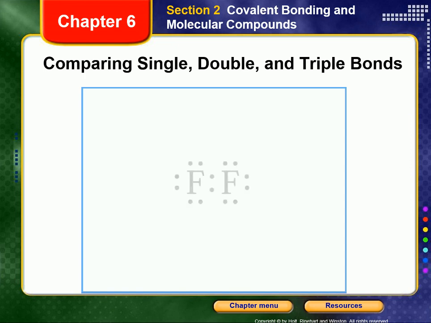Single covalent bonds are formed when 1 pair of electrons is shared between 2 atoms, as shown in this molecule made up of 2 atoms of fluorine. The dots represent electrons. The shared electrons can be represented with a line. This is often simplified to a single dash, representing a single bond between the symbols for the elements involved.